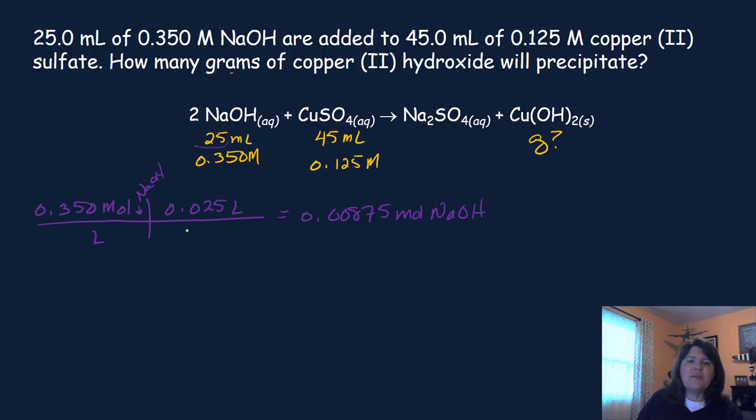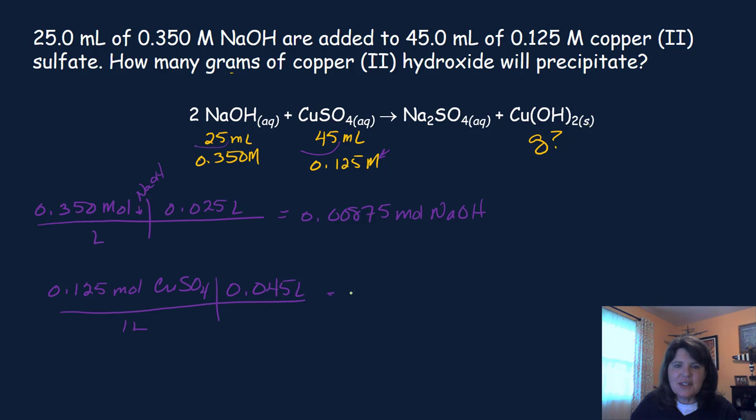Doing the same thing for the copper 2 sulfate, 0.125 moles of CuSO4 per 1 liter, because that's what's in the big M. Converting milliliters to liters by moving the decimal 3 places, 0.045 liters. And that gives us 0.00563. There's where that number goes. Moles of copper 2 sulfate.